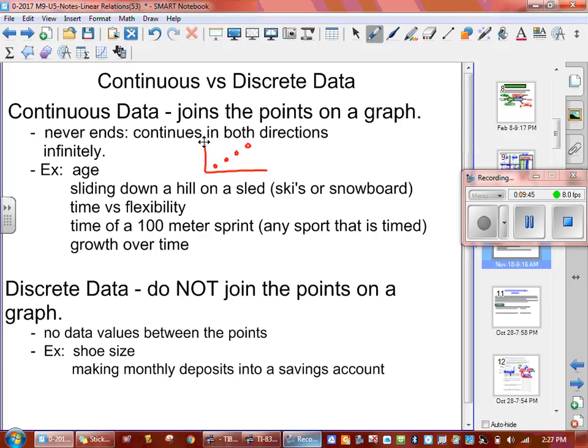Okay, so shoe size. It's another example. Can you buy a pair of shoes that is 6 3/4? No. Can you buy a pair of shoes that is 7.9? No. You buy shoe sizes according to full sizes or half sizes. So again, that would be discrete data. All right, let's take a look at variables.